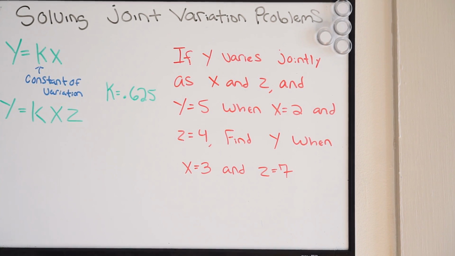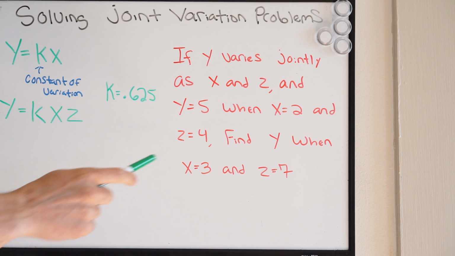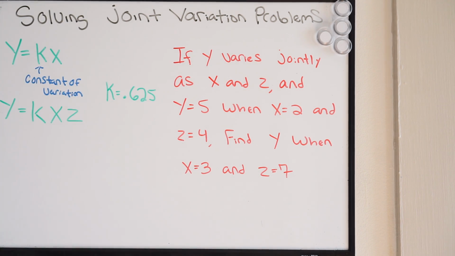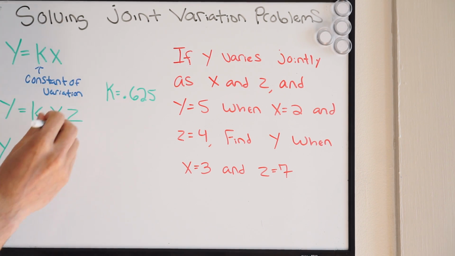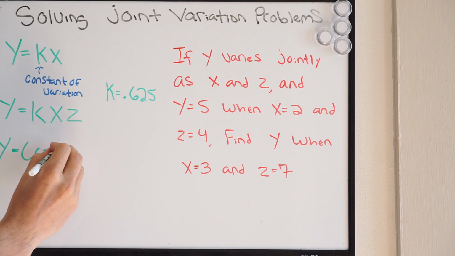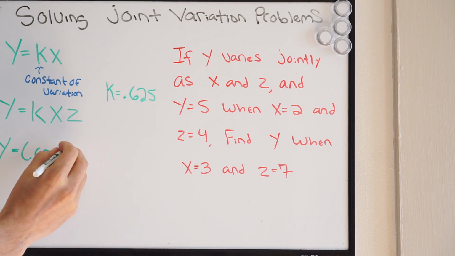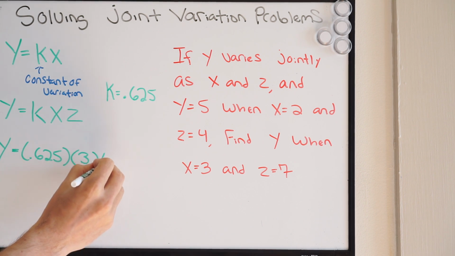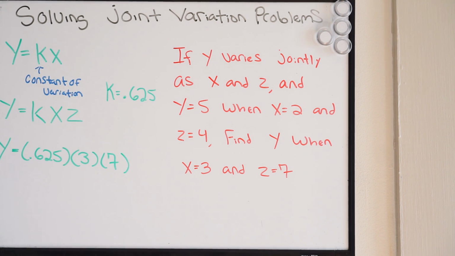And then let's take a look at what we need to do next. It says find y. So they want to know what y equals when x equals 3 and z equals 7. So again, we're going to set this up. y equals, we know what k is, 0.625. x is going to be 3 here. z is going to be 7. We're simply just going to multiply this out, and that will give us our answer.